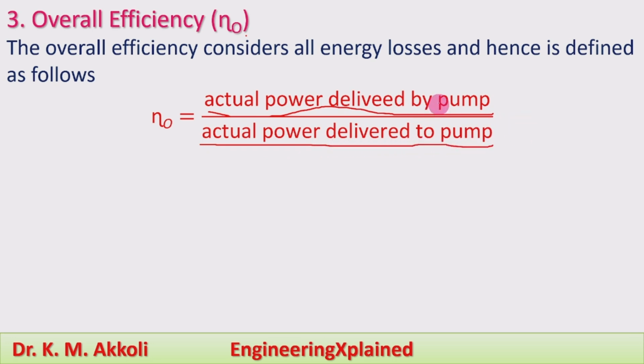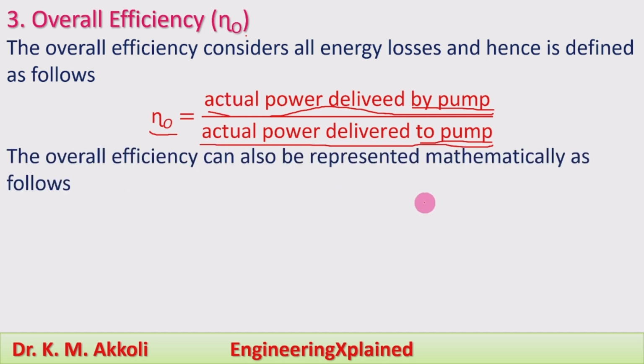Means by the pump, how much power it will be producing, and to the pump, how much power we are going to supply from the prime mover. The actual power delivered to the pump is the input, and this is the output. The output to the input of the pump is the overall efficiency.